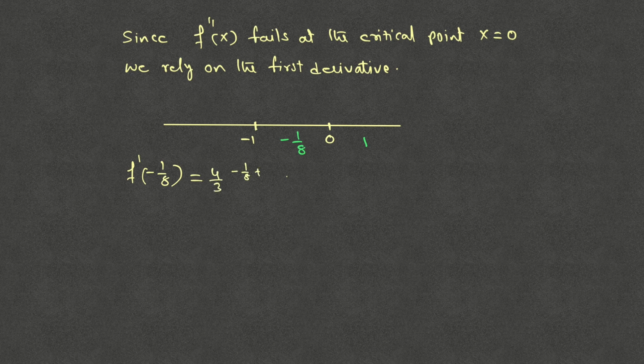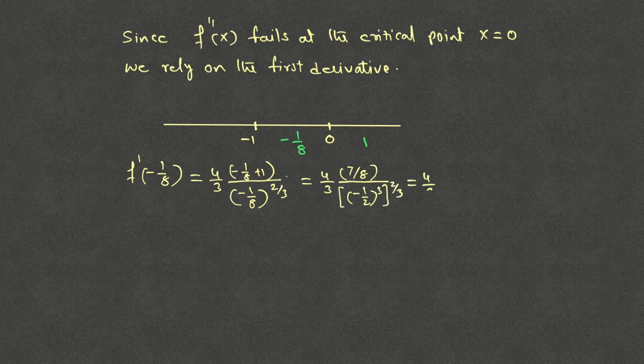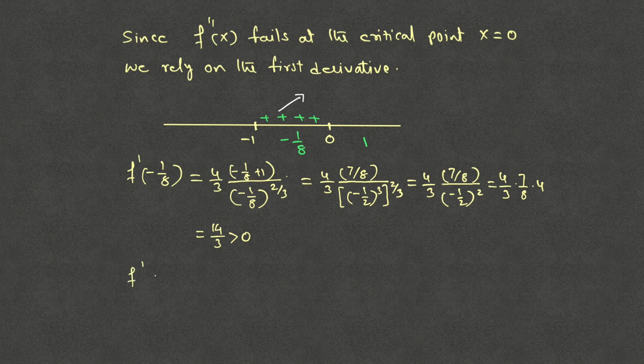F prime of negative 1/8 equals 4/3 times negative 1/8 plus 1 divided by negative 1/8 to the power 2/3, which equals 4/3 times 7/8 divided by negative half cubed to the power 2/3, which equals 4/3 times 7/8 divided by 1/4, which equals 14/3, a positive number, meaning the function is increasing in the interval containing the test point negative 1/8.